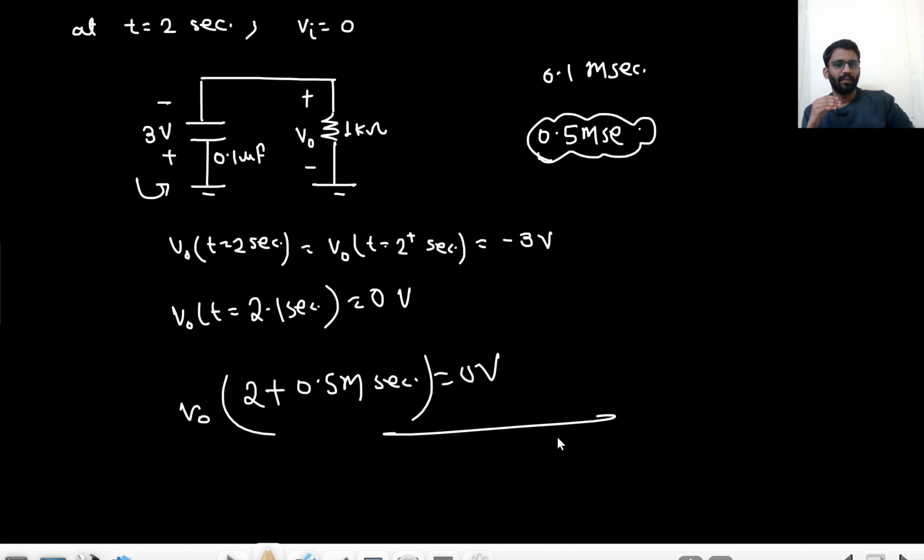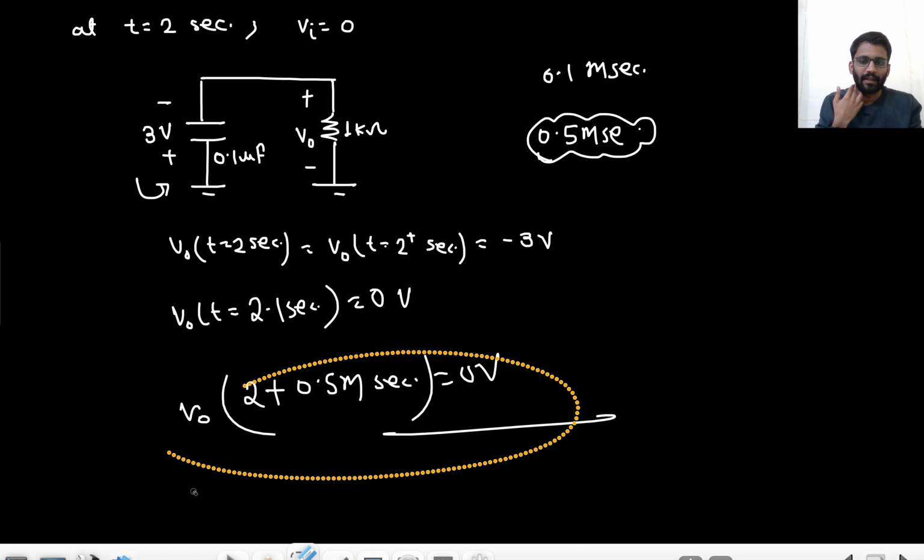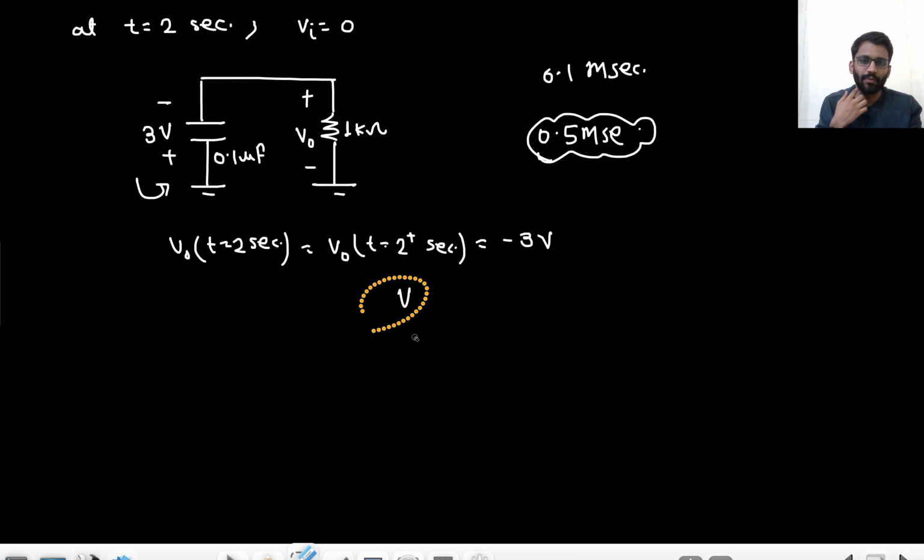Are you getting my point? Time constant is very low and the window that you are giving is very large. So it will be charged in no time and discharged in no time. Charge in no time, discharge in no time. So this is how the waveform will go. From 0 to 3, then it will suddenly go to minus 3, then to 0. I can make the V naught waveform for you.